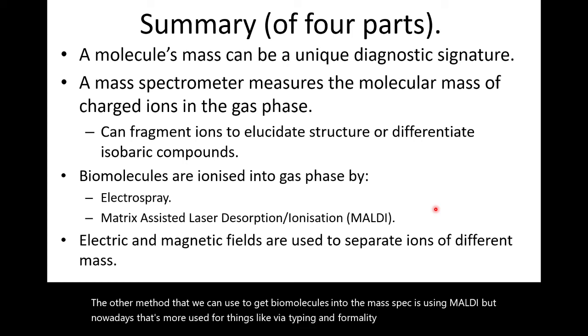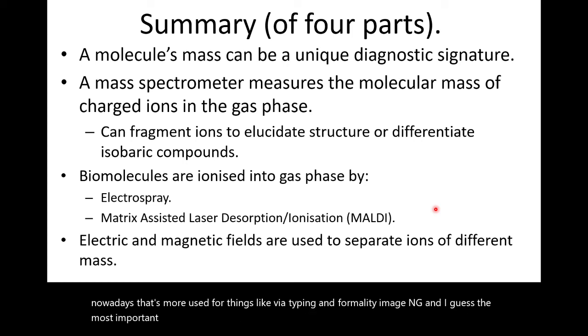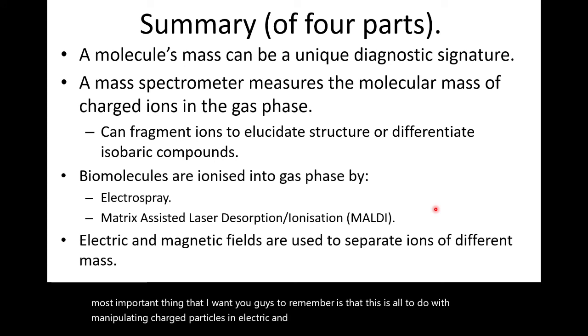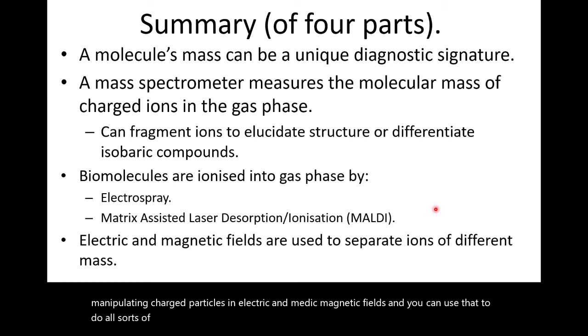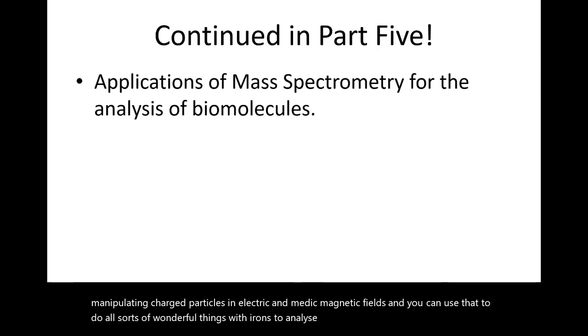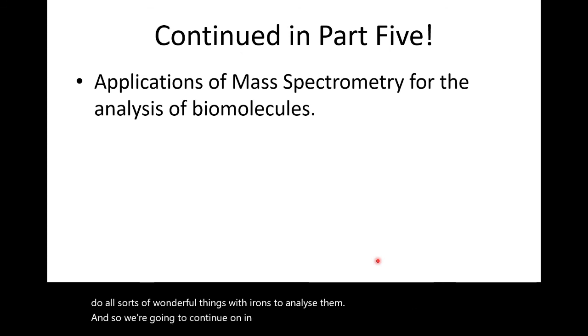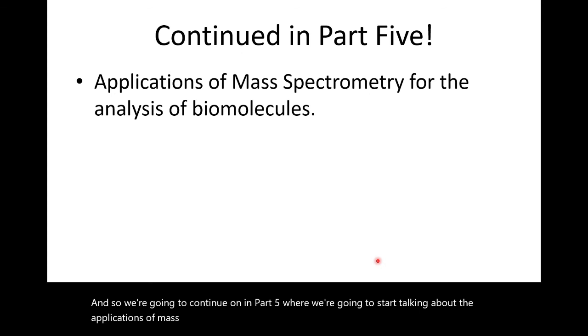I guess the most important thing that I want you to remember is that this is all to do with manipulating charged particles in electric and magnetic fields, and you can use that to do all sorts of wonderful things with ions to analyze them. And so we're going to continue on in part 5, where we're going to start talking about the applications of mass spectrometry for the analysis of biomolecules.